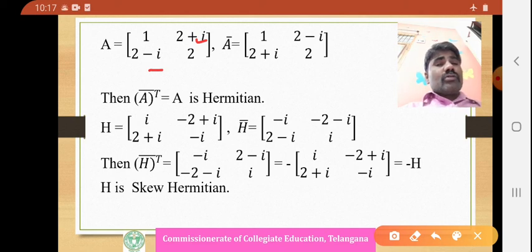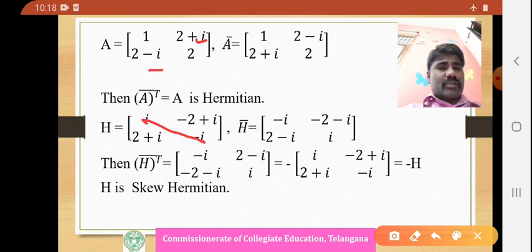Coming to the skew Hermitian matrix. For a skew Hermitian matrix, first the diagonal elements must be zeros or purely imaginary, there is no real part. Here it is purely imaginary, i and minus i, or it may be zeros. Whenever the entries in the principal diagonal are 0 or purely imaginary, then only the matrix will become skew Hermitian. Otherwise, it is not skew Hermitian.